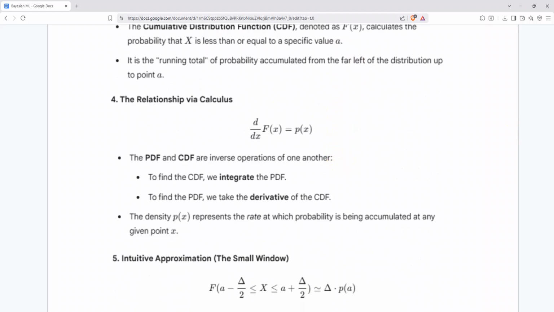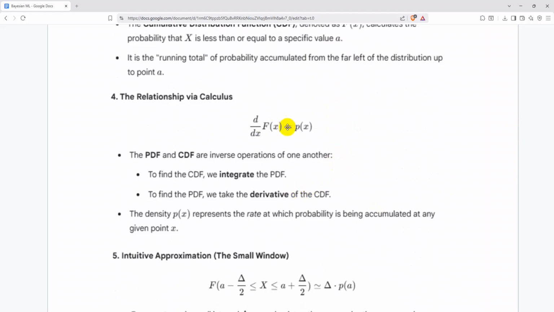Now comes the most important connection between everything we've seen. This particular formula here is the bridge between the density and the cumulative probability. So this is how you understand it. To go from P of x to F of x, we add up the area, meaning we integrate it. And to go from F of x to P of x, we look at the rate of change. That is, we differentiate it.